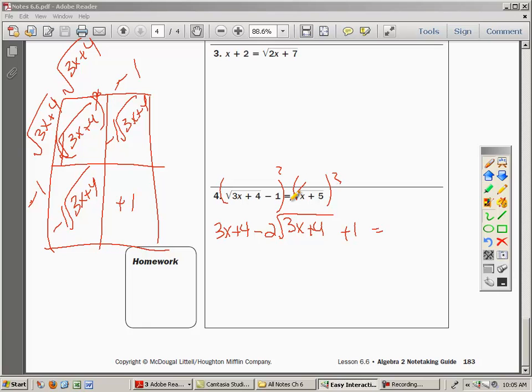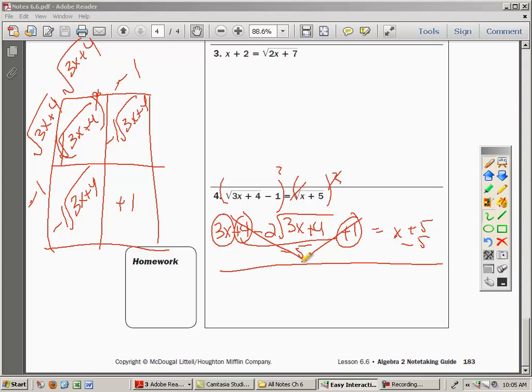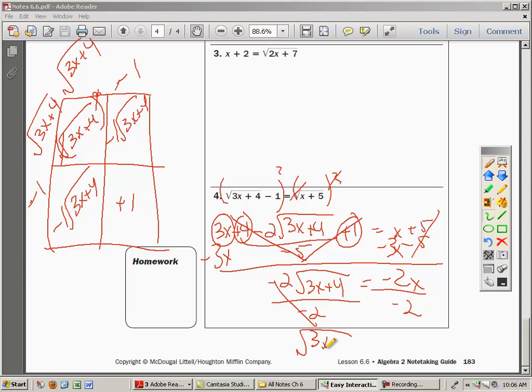And when I square this side, we get simply x plus 5. Combine like terms over here, this is 3x plus 4 and then plus 1. So 4 and 1 makes a 5. So we're going to minus 5 and minus 5. And thankfully that all cancels and this is gone. We're also going to minus 3x from both sides. And I get -2x over here. On the left side, I get -2 times the square root of 3x plus 4. We'll then divide both sides by -2. I get the square root of 3x plus 4 is equal to x.